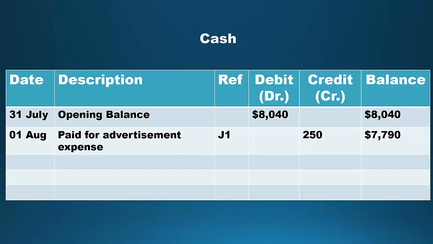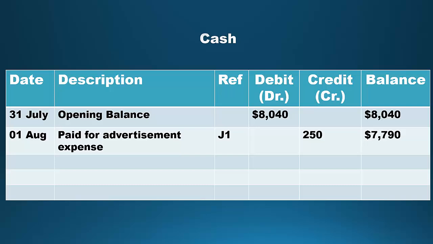Posting to the cash ledger. 1. Date. Write the date of the transaction, August 1. 2. Narrative. Add the narrative. Paid for advertisement expense. This explains what happened from the perspective of the cash account. 3. Reference. Include the journal reference, J1. 4. Amount. Enter the amount $250 in the credit column because cash is decreasing and decreases in assets are recorded as credits. Notice how we updated the running balance in both accounts. For advertising expense, the balance now shows $250, reflecting the cost incurred. For cash, the balance has decreased by the same amount.